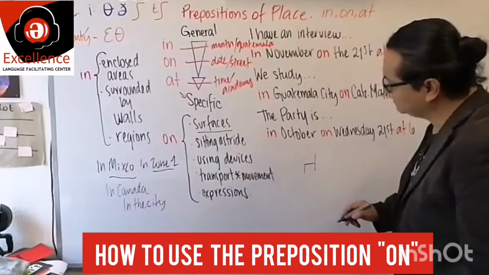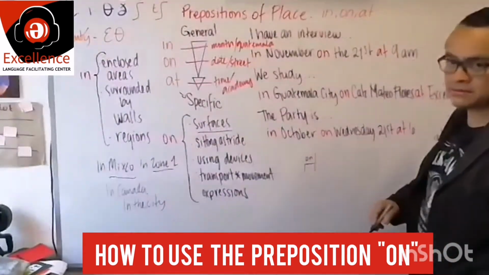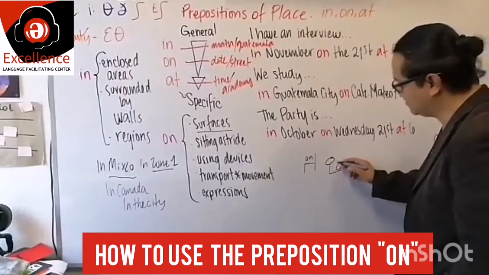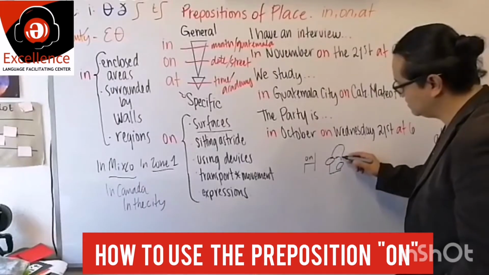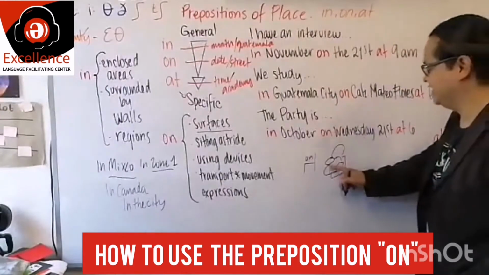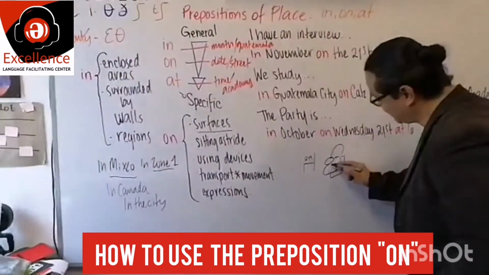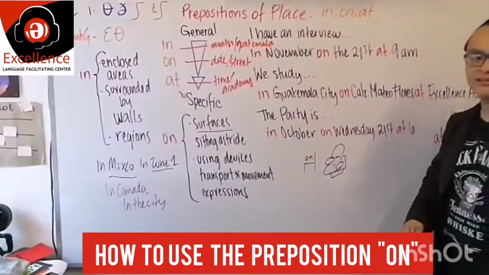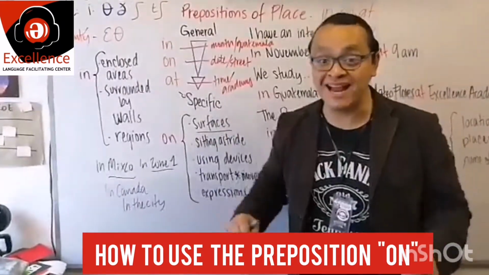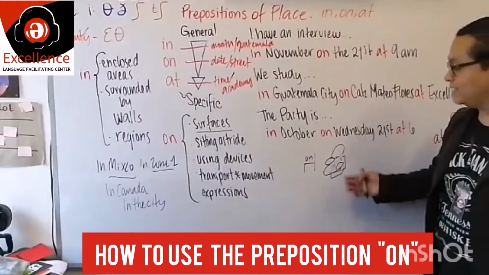When your chair does not have armrests, you are on it. But if your chair comes with armrests, then you're in the chair. So these are armrests, right? If you have armrests, you're in the chair. If you don't, just on. Are we good with that?